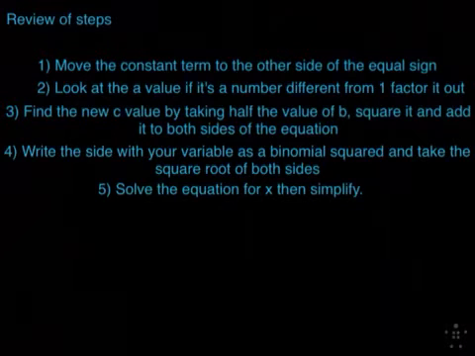Okay, that's the end of the video. You can go back through and review these steps. I tried to limit it to 5 steps here. So we move our constant term to the other side of the equal sign. We look at the a value. If it's a number different from 1, we have to factor that number out of the problem. Then we proceed to the next step to find the new c value. Then we're going to write our problem as a binomial squared.